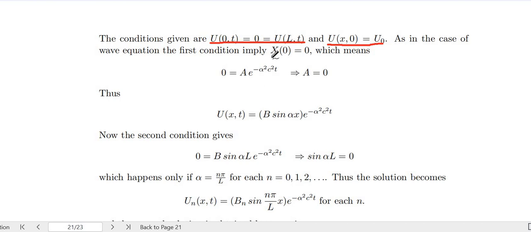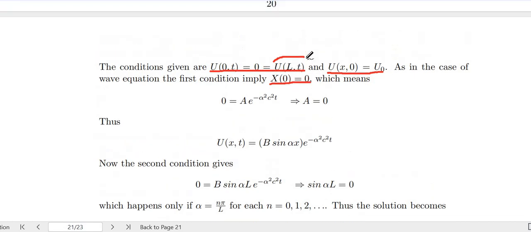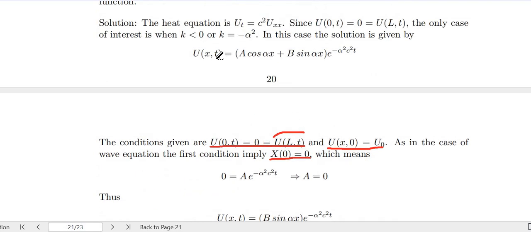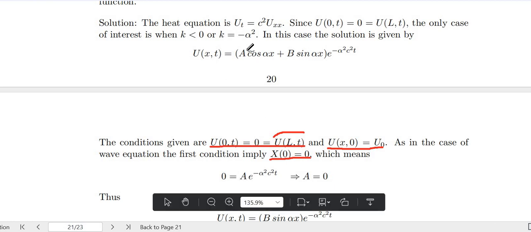So first use the condition that u(0,t) equal to 0. As in the wave equation case, you can see that this is equivalent to saying that X(0) equal to 0, and the second condition is equivalent to saying that X(L) is equal to 0. So once you apply X(0) equal to 0, when you put x equal to 0 here, the answer should be 0, right? So this u(x,t) will become 0.